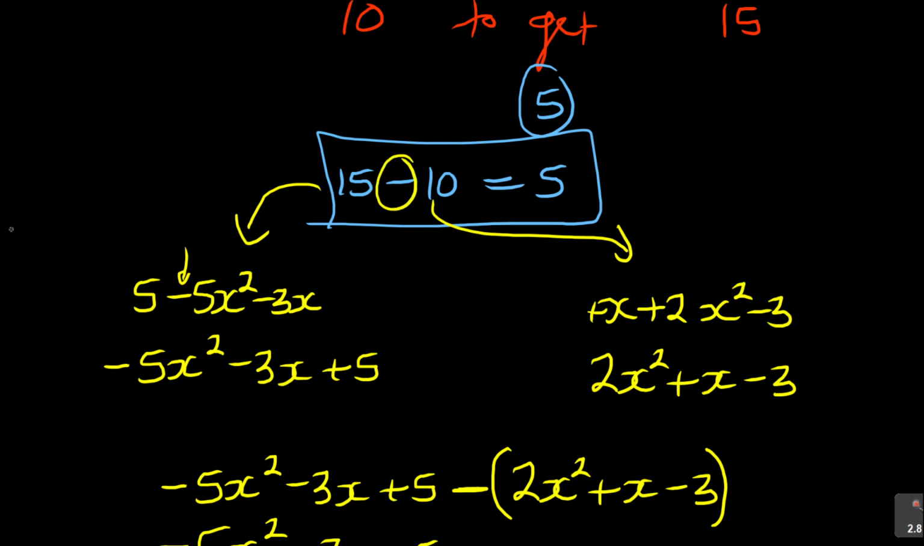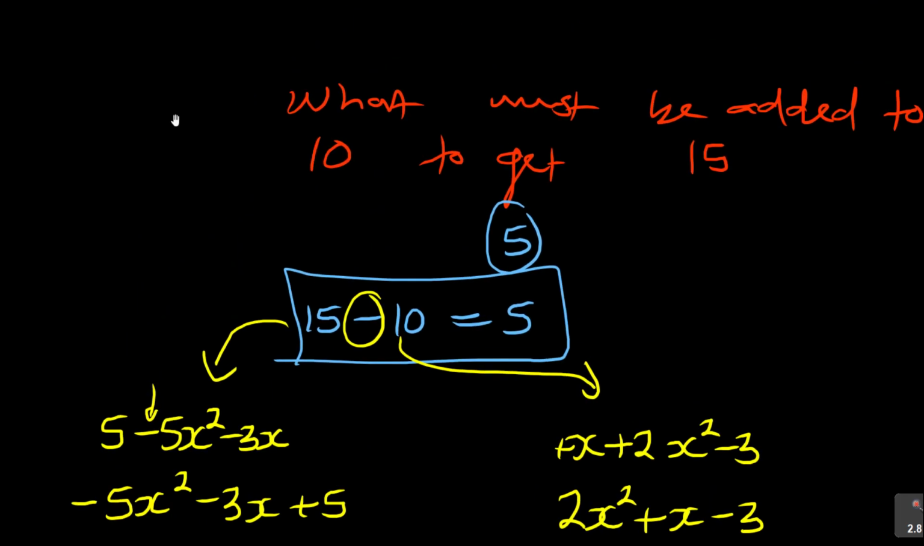What must be added? I know it says what must be added. Added means plus, but I told you, what must be added to 10 to get 15? You say it is 5, but what did I say? I said 15 minus 10 to get 5. Remember that. Or you can say 10 plus 5 to get 15 if you want. But we don't have the 5. We don't know the 5. We want to get that 5.